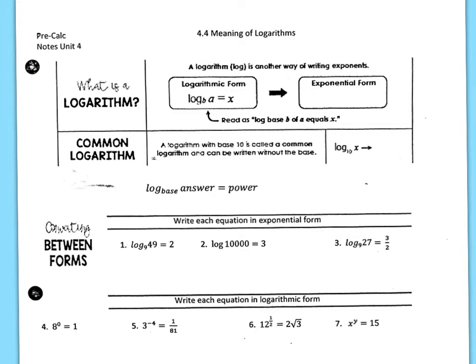Alright, so basically a logarithm is just a way of writing exponents. That's it. Logarithms and exponents are the same thing. They follow the same rules. So the base, right? The base is what holds up your power. So the exponential form of this, you would put the base first, here's the power over here, and it equals that answer.